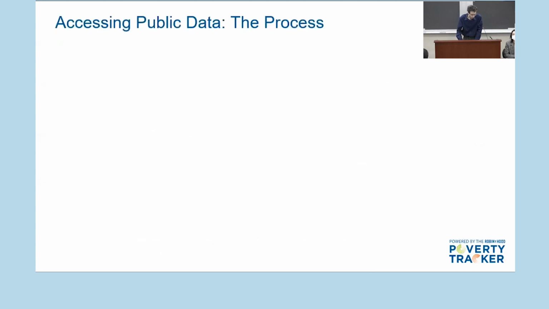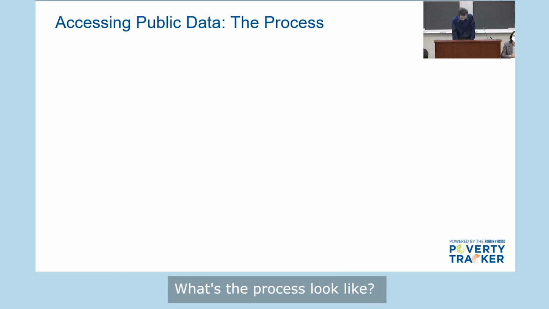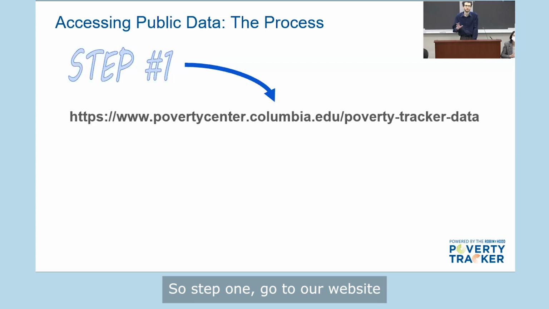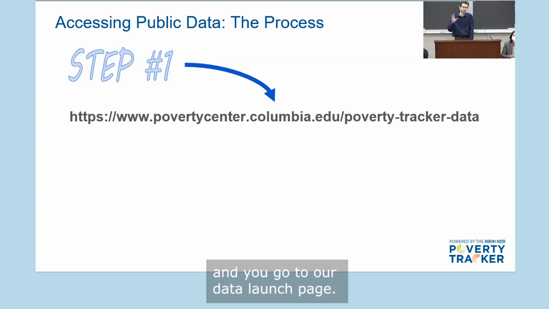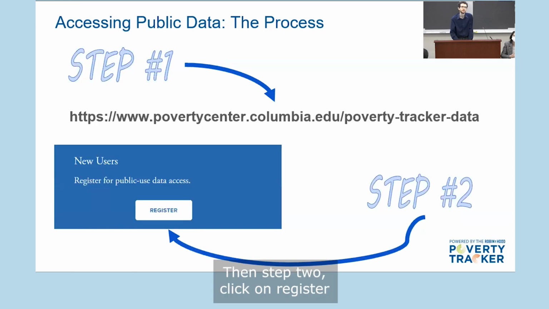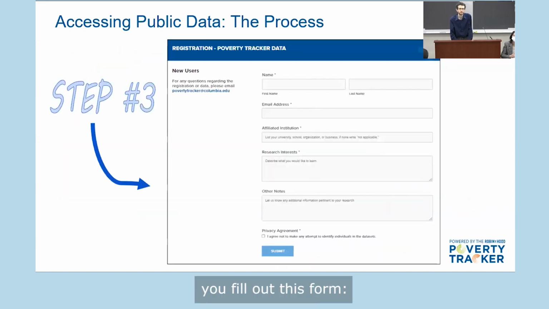Yeah. So now I'll just walk you through briefly how you can actually get our data. What's the process look like? Okay, so step 1, go to our website and you go to specifically this page, our data launch page. Then step 2, you go to the bottom and you click on register the data for new users. Step 3, you fill out this fancy form. It's actually not that fancy.